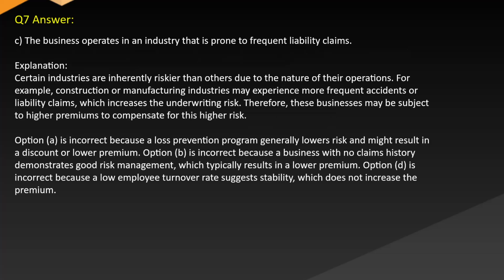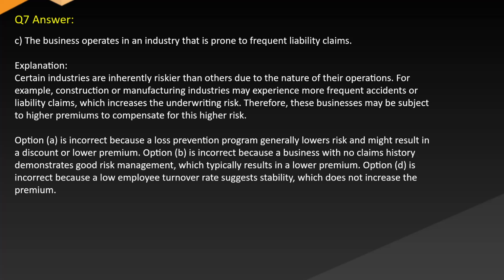Answer: C. The business operates in an industry that is prone to frequent liability claims. Explanation: certain industries are inherently riskier than others due to the nature of their operations. For example, construction or manufacturing industries may experience more frequent accidents or liability claims, which increases the underwriting risk. Therefore, these businesses may be subject to higher premiums to compensate for this higher risk.